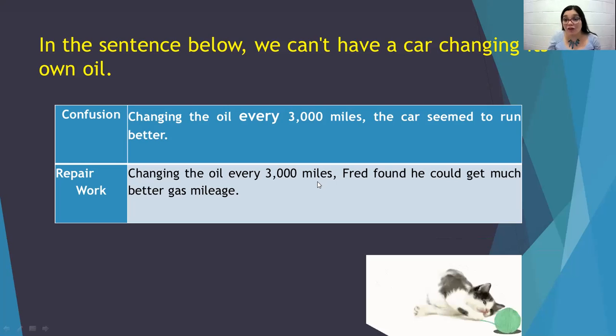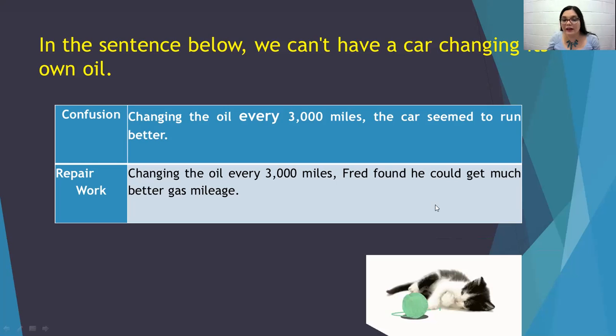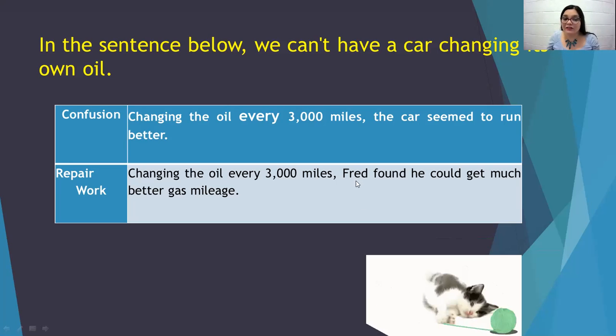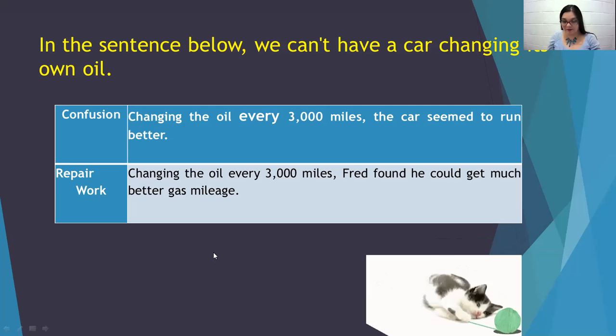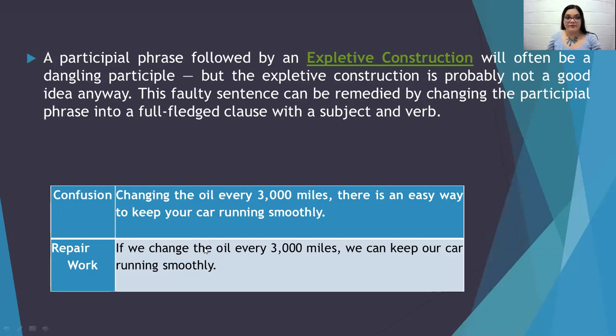a person, Fred, found he could get much better gas mileage. Here, what we're doing is providing a subject that clearly is being modified by the present participle phrase that we have at the beginning. Now, a participle phrase followed by an expletive construction will often be a dangling participle, but the expletive construction is probably not a good idea anyway.